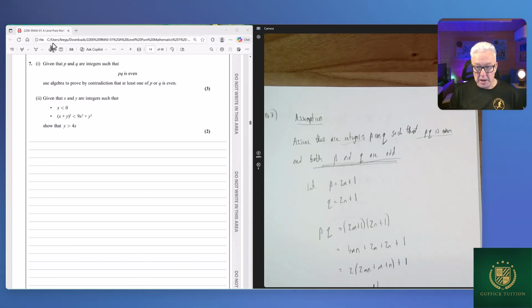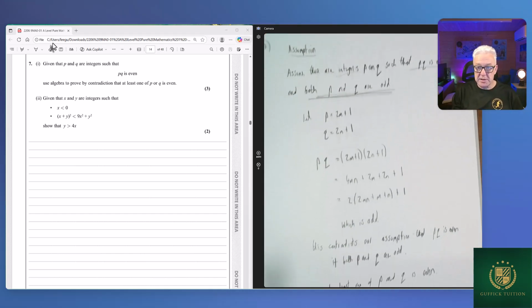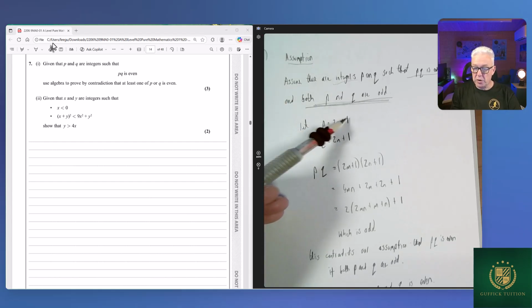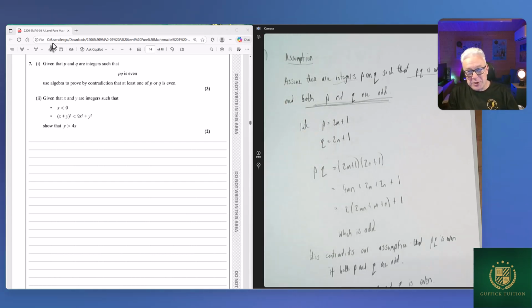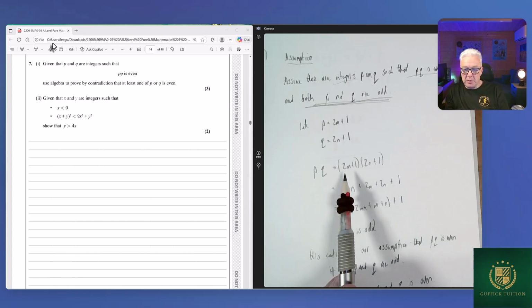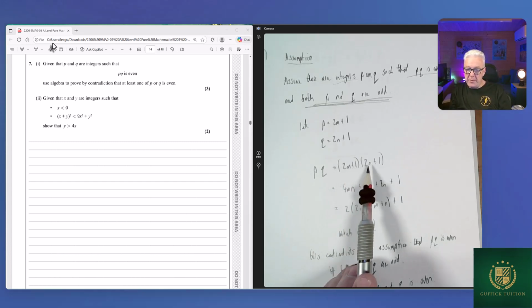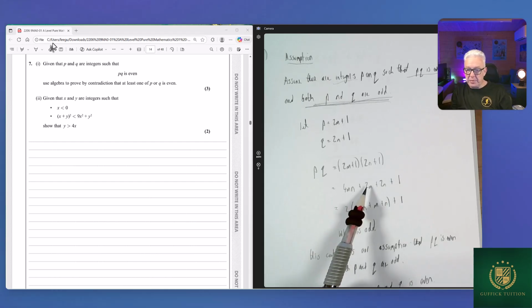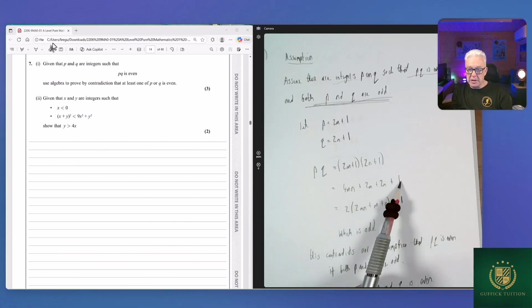Right, so given that that's our assumption, let's start off then. We're going to say that p is 2 times something add 1. So I've said p is 2 times m add 1, and I've said that q is 2 times n, for November, add 1. So therefore, let's work out what p times q is. p times q is going to be 2m add 1 times 2n add 1, which is going to be 4mn plus 2m plus 2n plus 1.